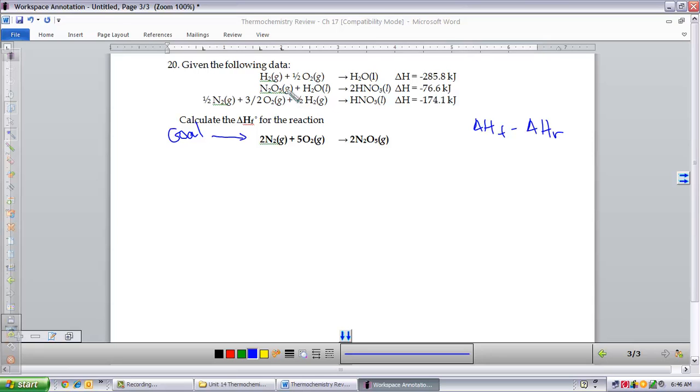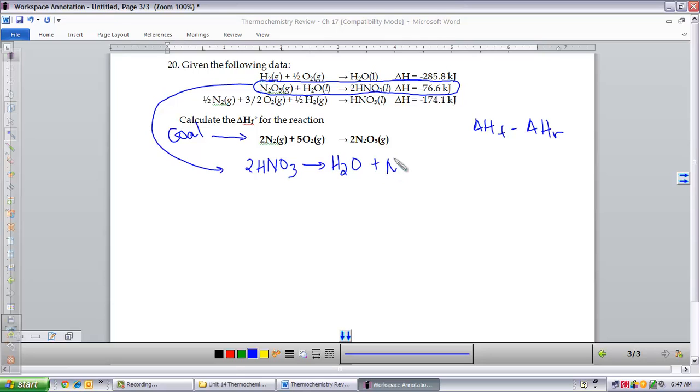The second equation here, I notice that I have dinitrogen pentoxide, which is really what I want, but I also notice that it's a reactant instead of a product. I want it to be a product. So what I'm going to do is take this equation and reverse it. That means I'm going to make the reactants products and the products reactants. So I'm going to rewrite it down here in the opposite order. I have 2 moles of nitric acid going backwards in this reaction, the reverse reaction, 1 mole of water and 1 mole of dinitrogen pentoxide. Well, that's helpful because at least I'm getting one of the products that I want on the right side.